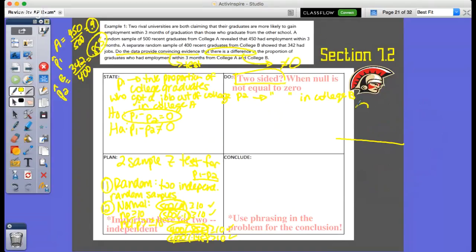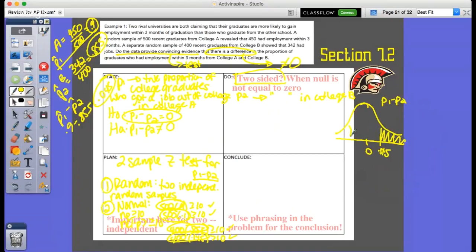If I wanted to show a graph, I could, where the difference would be P1 minus P2, where the mean would be 0. And I could actually do, right here, if I wanted to, P hat 1 minus P hat 2 to get my sample, which would be 0.9 minus 0.855, which is equal to 0.045. So 0.045 would be kind of what I would have over here, right? 0.045. And I would find this area.